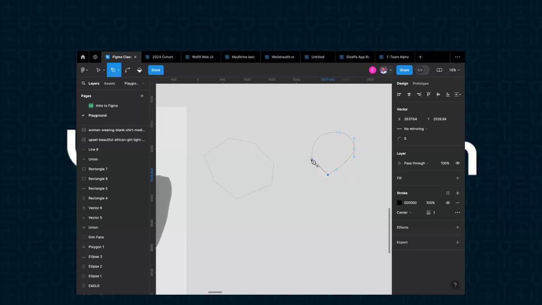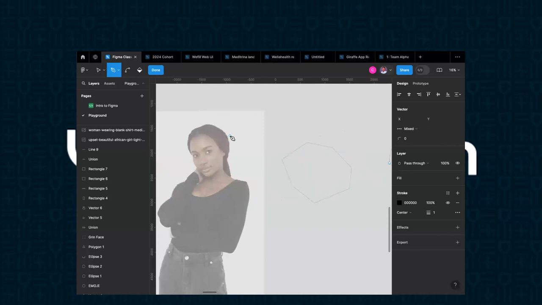If you only click, it becomes a line. If you click and drag, it becomes a curve. Like this was click and dragged, this was click and dragged, this was click and dragged, and this was just click, and that's why it's a line. So that's how the pen tool works.